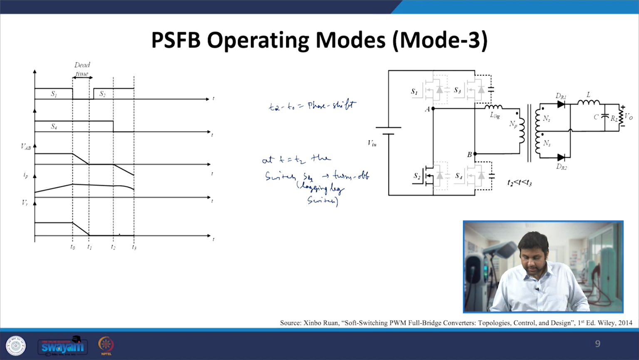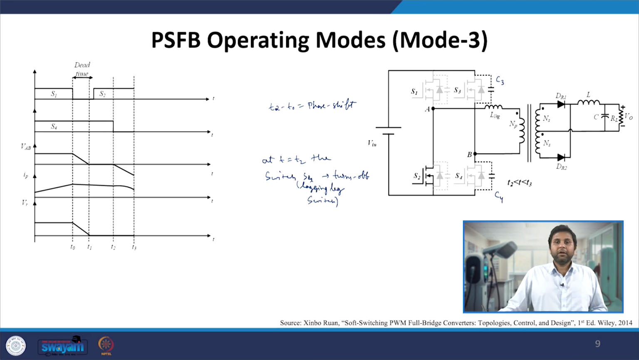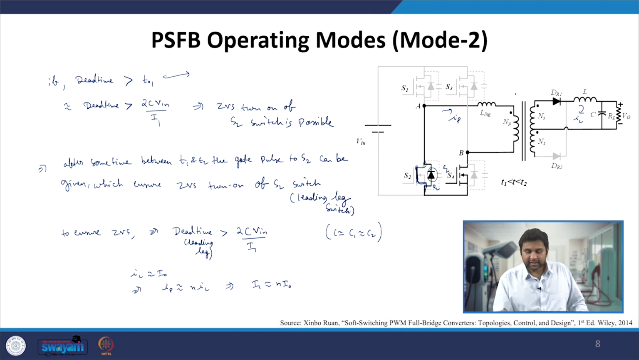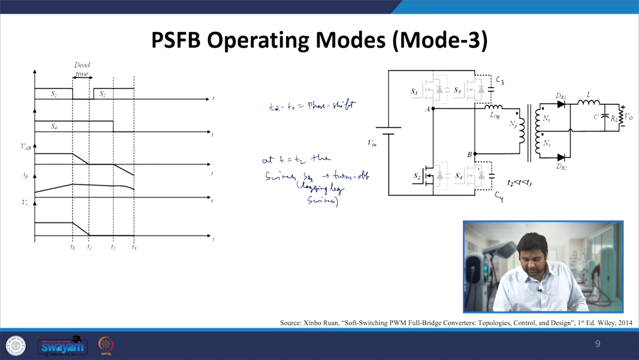However, since we are turning off my S4 switch, the output capacitances of the S3 switch and S4 switch, C3 and C4, will now start appearing across it. If you look very carefully, till this point my IL is there. Now the IP current comes here and goes to C4 in this direction and to C3 in this direction, I mean from here it goes to the top direction.